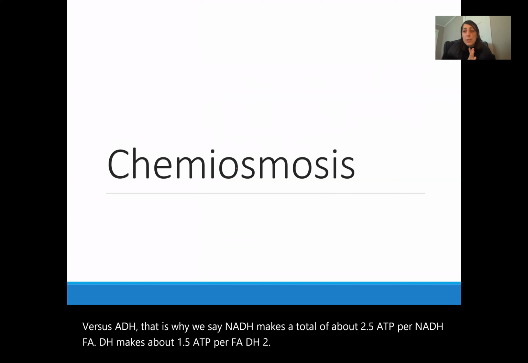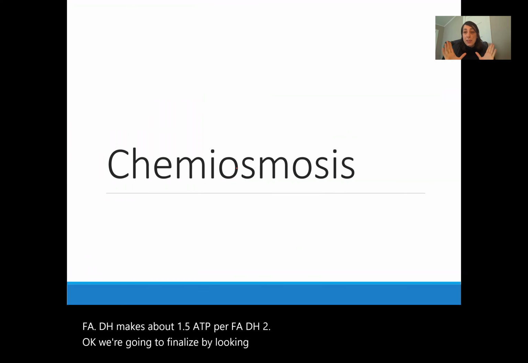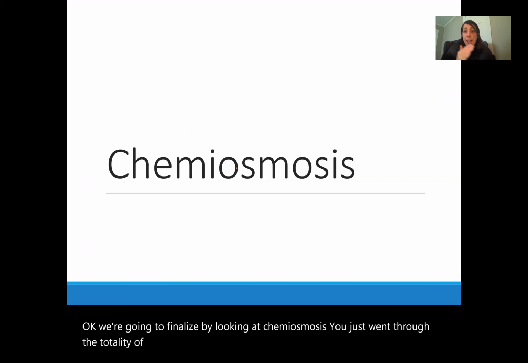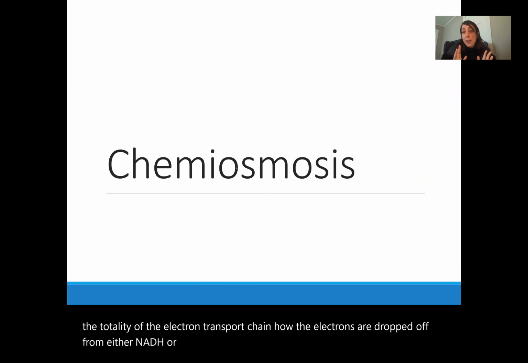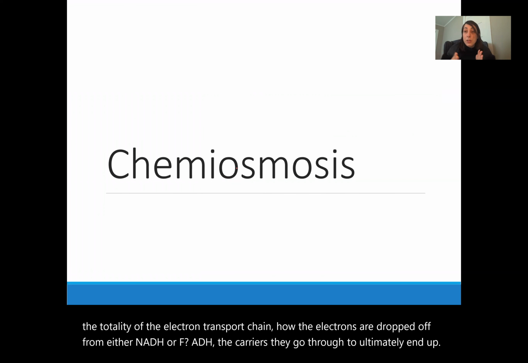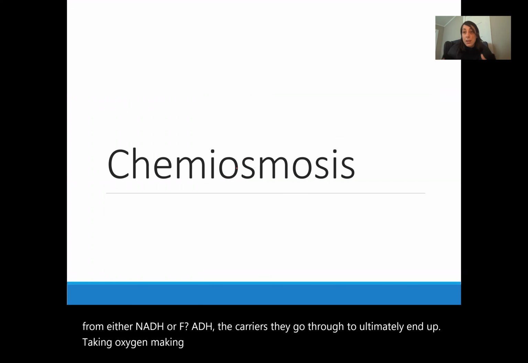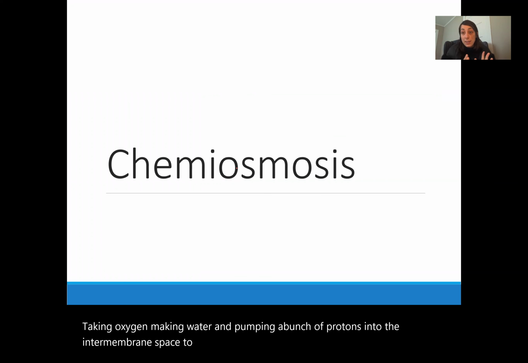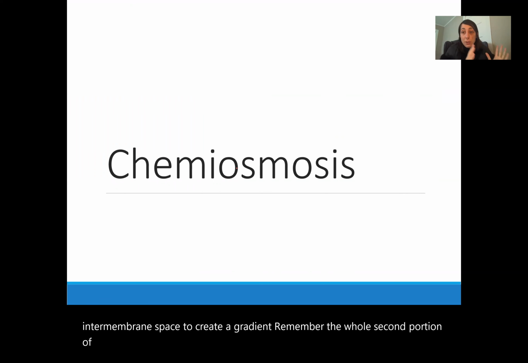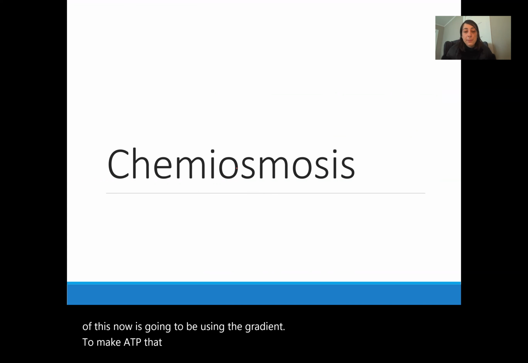Okay, we're going to finalize by looking at chemiosmosis. We just went through the totality of the electron transport chain, how the electrons are dropped off from either NADH or FADH, the carriers they go through to ultimately end up taking oxygen, making water, and pumping a bunch of protons into the inner membrane space to create a gradient. Remember, the whole second portion of this now is going to be using the gradient to make ATP. That is chemiosmosis.